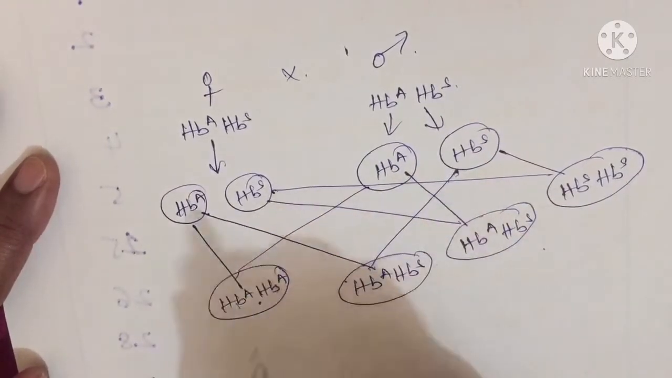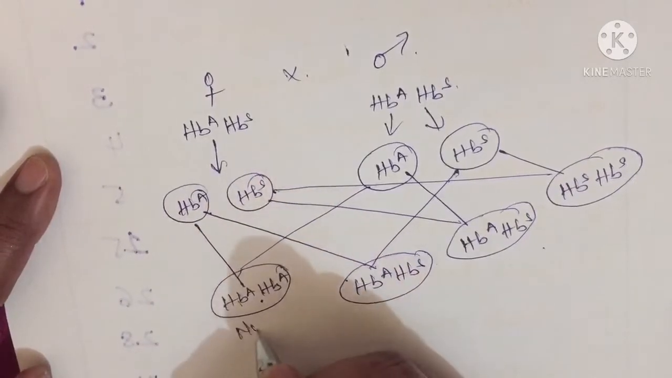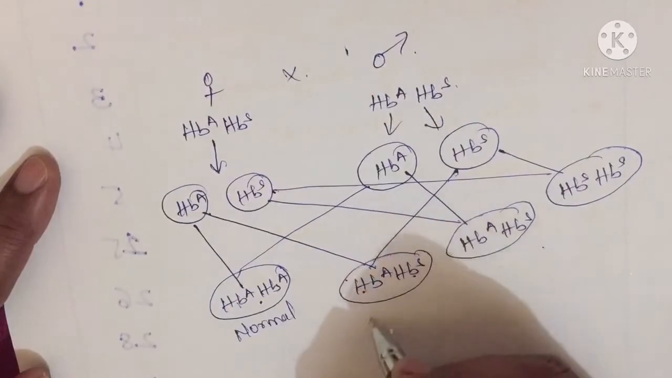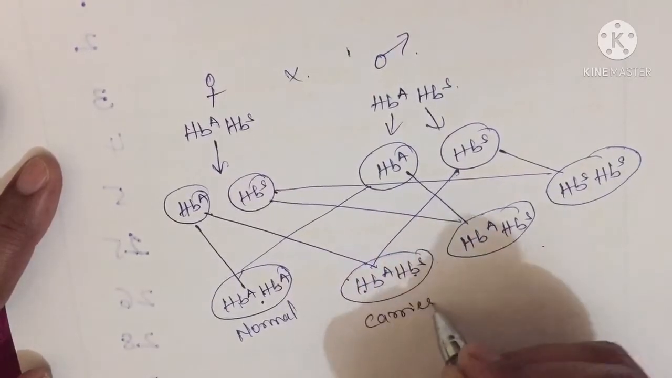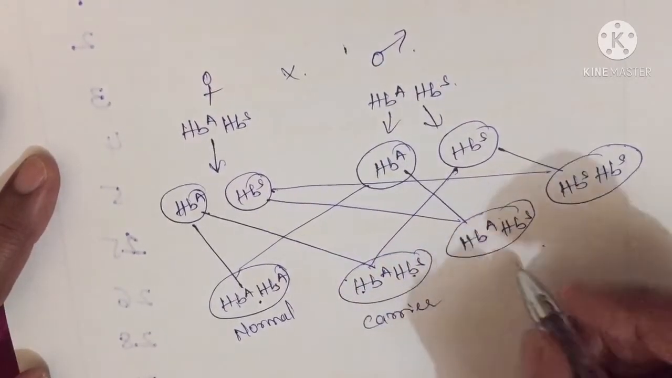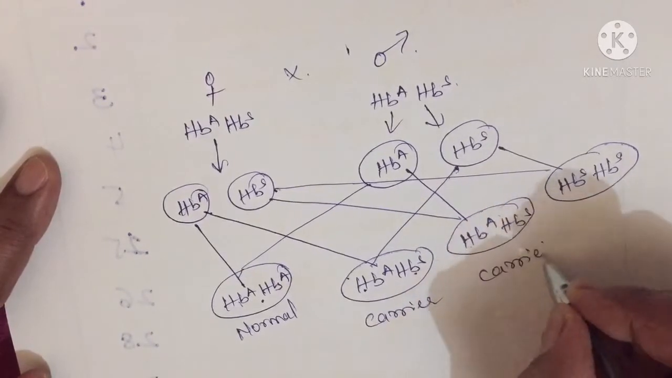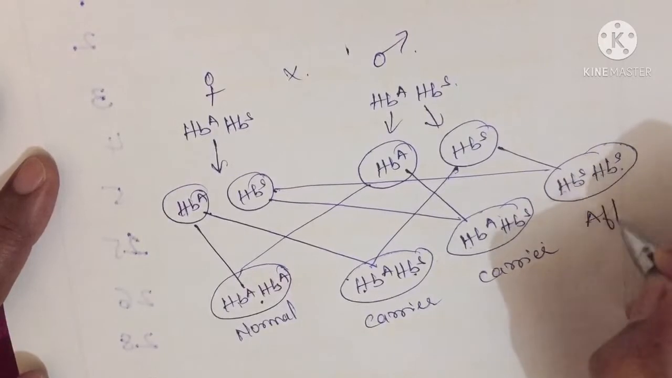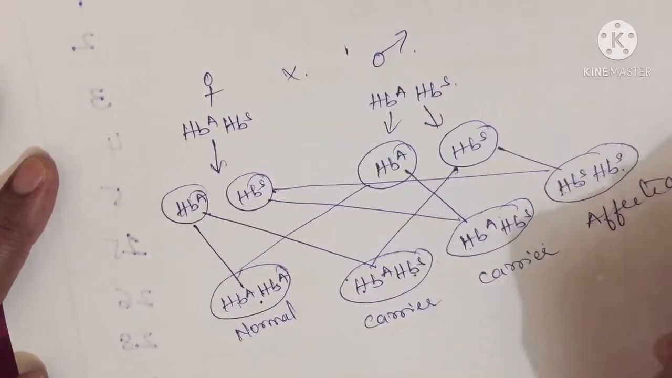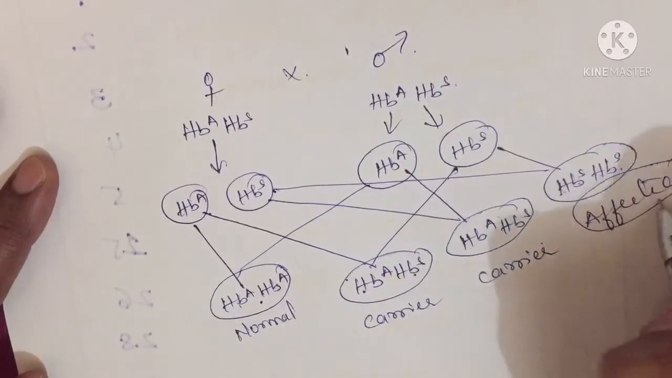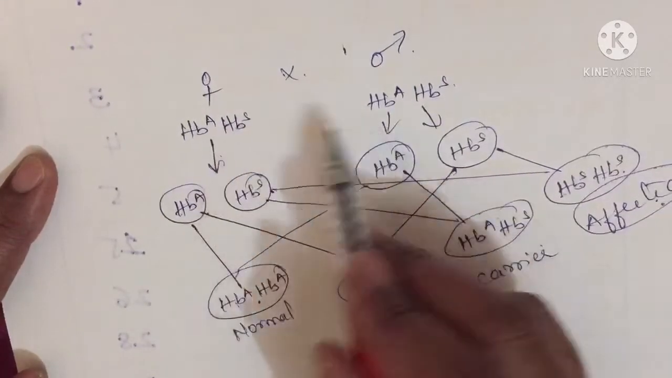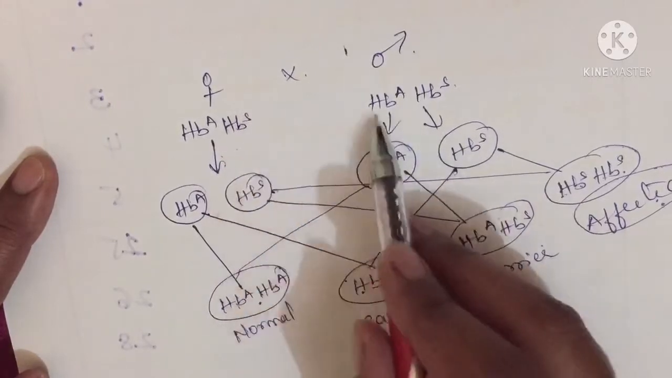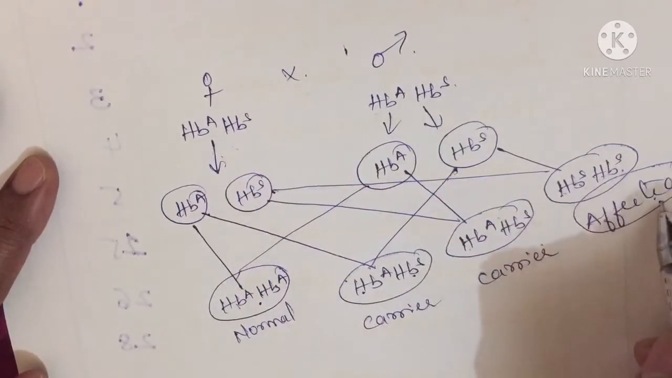Okay, HBA, we said it is normal, so this individual is normal. HBS is what? Carrier. Right? HBS HBS is what? It is affected. Fine. So what has that statement said? When are we going to get affected? When both the partners are carrier. When both the partners are heterozygous. Only in this condition can we get affected.